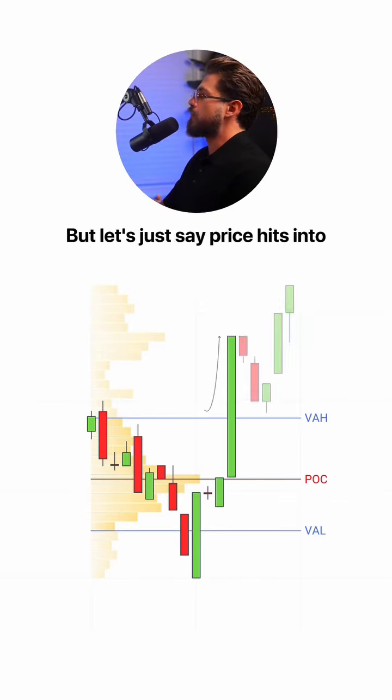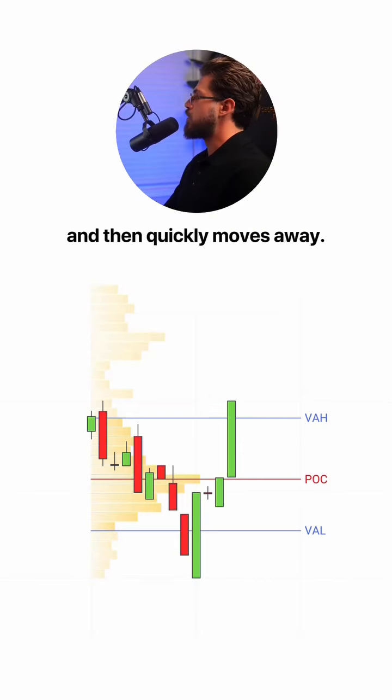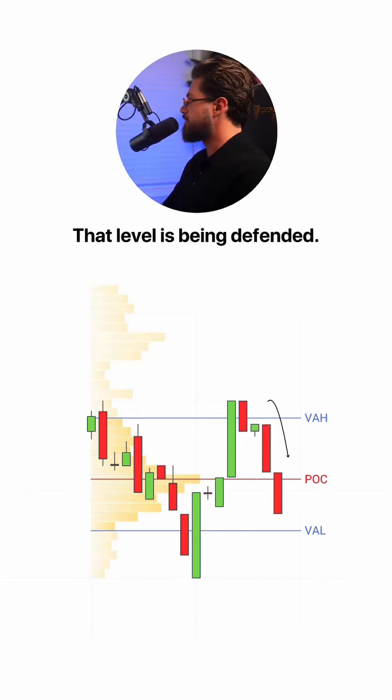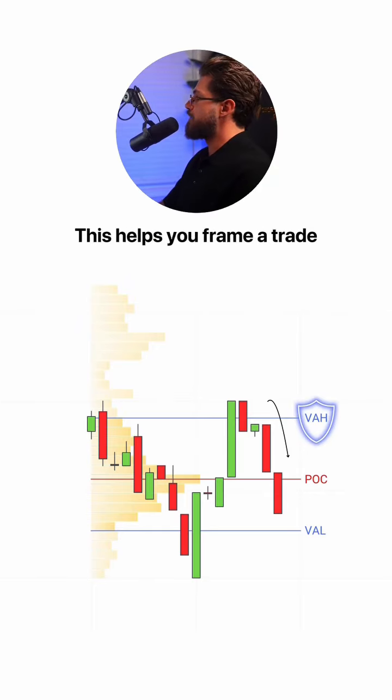But let's just say price hits into the value area high and then quickly moves away. Well, that is what we call rejection. That level is being defended, and you can see that sellers are in control. This helps you frame a trade in the other direction towards the point of control.